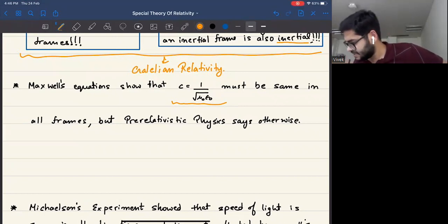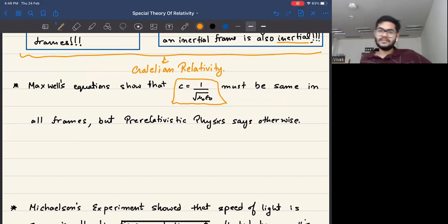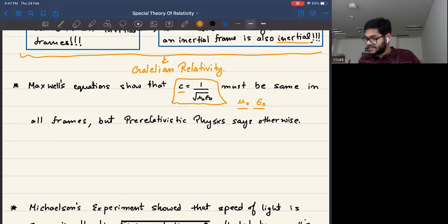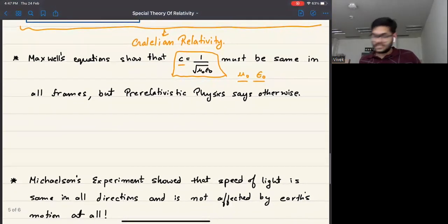This means that because it was known in Maxwell's equations that the values of mu naught and epsilon naught do not change as we go from one inertial frame to the other frame, the speed of light should also remain the same as we go from one inertial frame to the other. But this is not quite consistent with pre-relativistic physics.